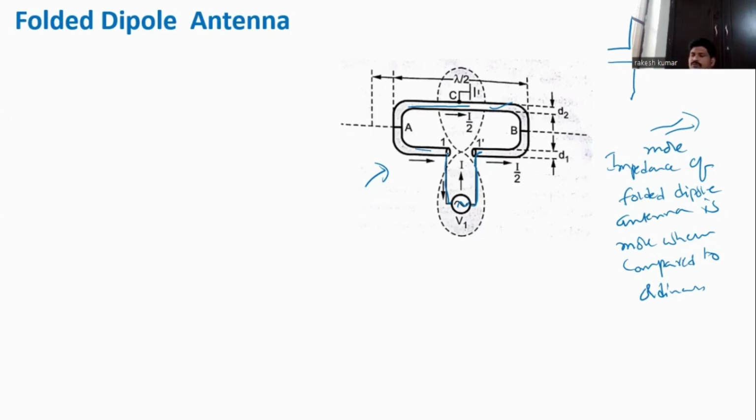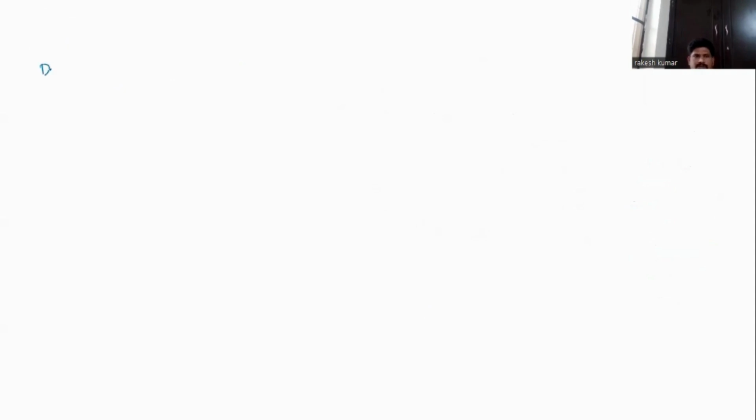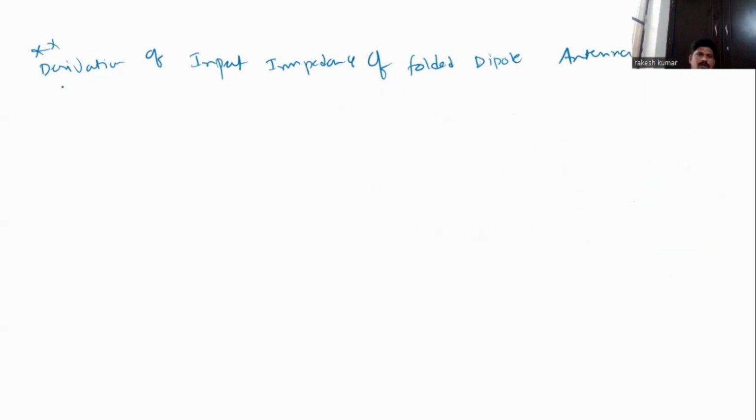Now let us consider a very important derivation: the design expressions, the derivation for the input impedance of the folded dipole antenna.